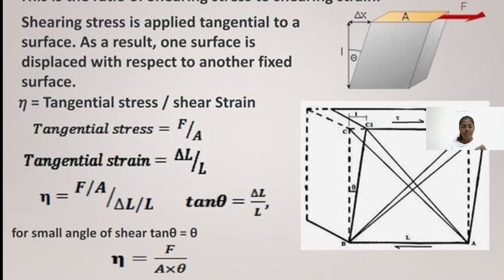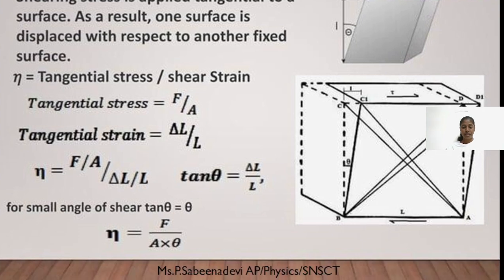Look at this equation. Instead of del L by L, we can simply write theta. Substituting in the eta equation, eta is equal to F by A into theta, so del L by L is simply written as theta. This is the rigidity modulus of the material.